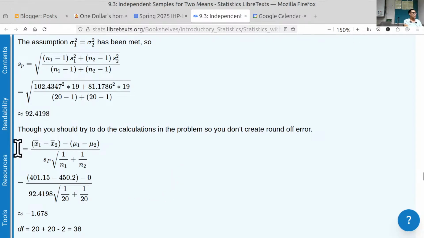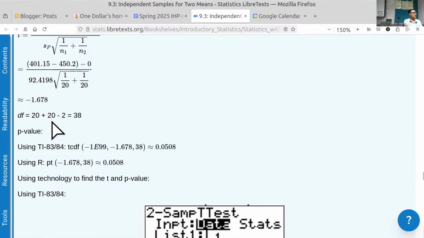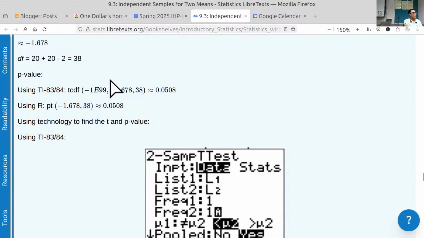And the t-score is minus 1.678. The degrees of freedom, 20 plus 20 minus 2, is 38. And we got this result.